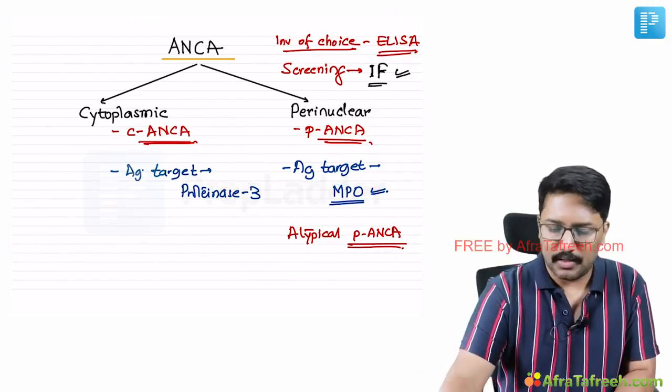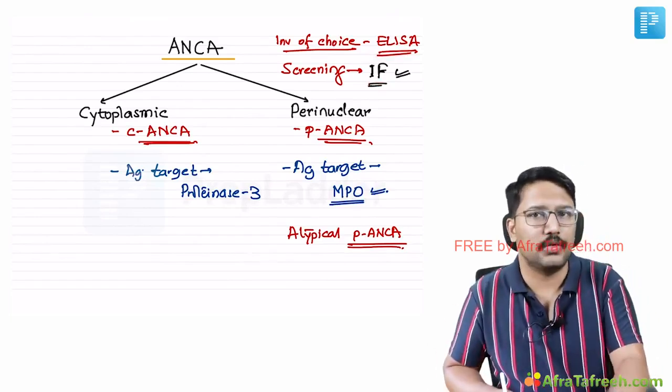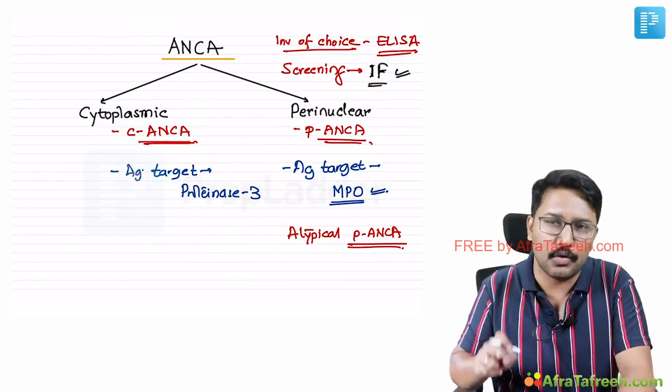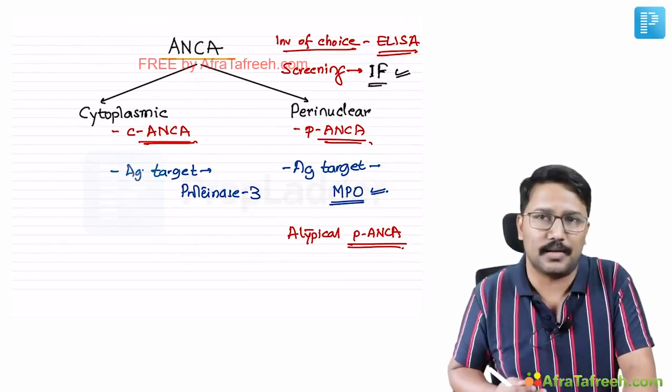Now, we are doing this P ANCA evaluation in 2 steps, right? So, we start screening with immunofluorescence. When we do immunofluorescence, we see this perinuclear pattern of immunofluorescence. Then we call it P ANCA positivity. But when we do ELISA, right?